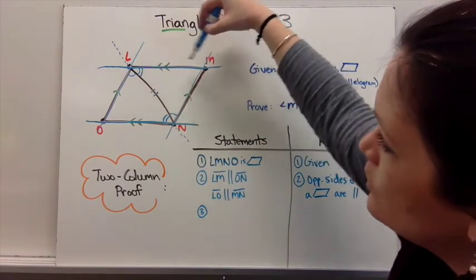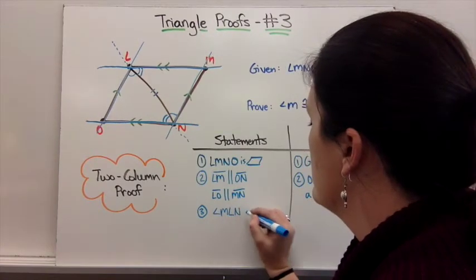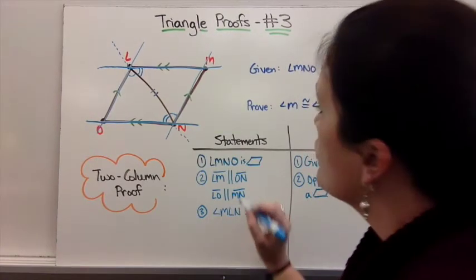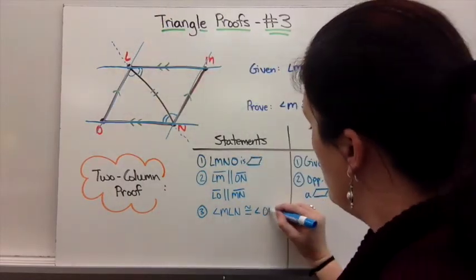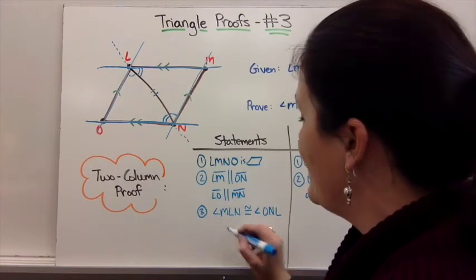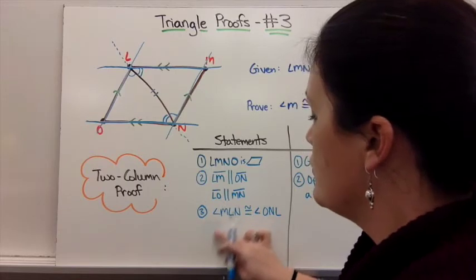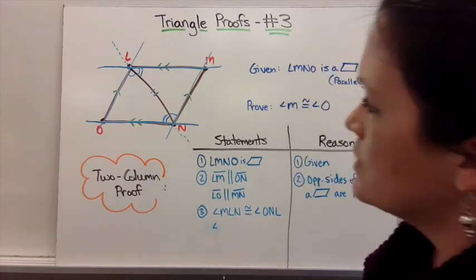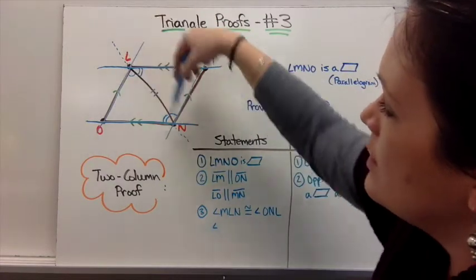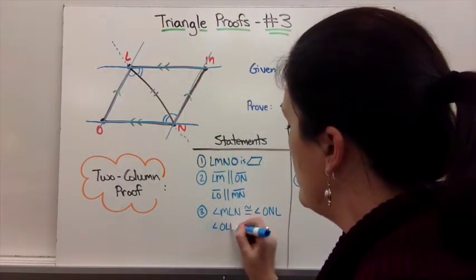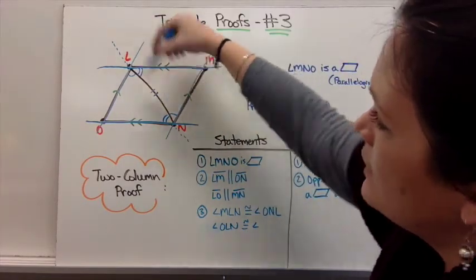So we're going to say angle MLN would be congruent. MLN is congruent to ONL, so angle ONL, and we don't have to write the word and. It's assumed that it's both of these if we just list them there. So let's just take that out. So that was MLN. Now we need OLN. So angle OLN is congruent to angle MNL.